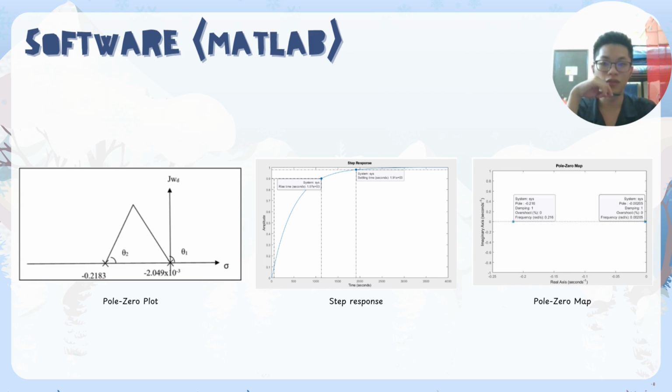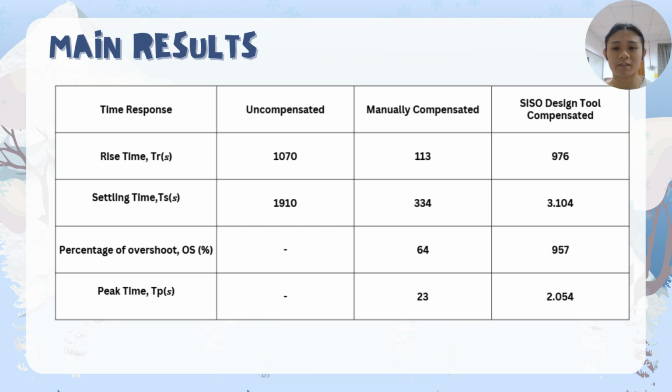From the step response, we can find that the rise time is 1.07 times 10 to the power of 3 seconds, while the settling time is 1.91 times 10 to the power of 3 seconds. Here's a quick summary of our performance metrics. The uncompensated system has a rise time of 1070 seconds and a settling time of 1910 seconds, with no defined overshoot or peak time. With our manual compensator, rise time drops to 11.3 seconds, settling time to 33.4 seconds, overshoot is 6.4%, and peak time is 23 seconds.